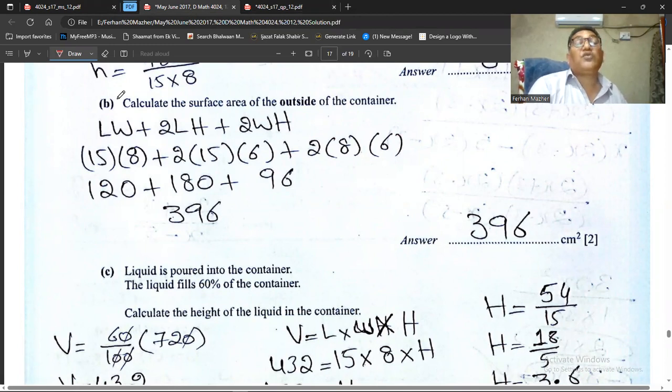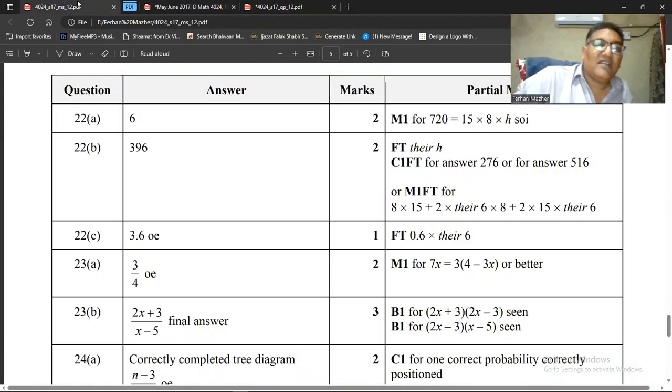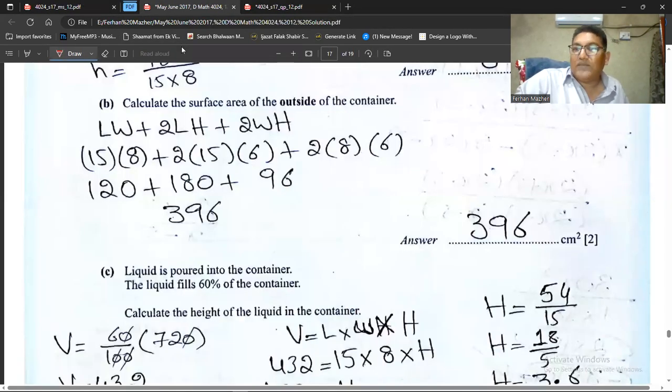15 into 8 plus 2 into 15 into 6 plus 2 into 8 into 6. That will be 120 plus 180 plus 96, and that will be 396 centimeters squared. 396 centimeters squared is the right answer, sir. This is the solution. You can pause the video if you want more time with this part.